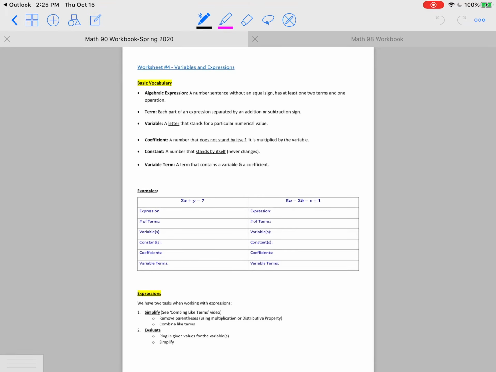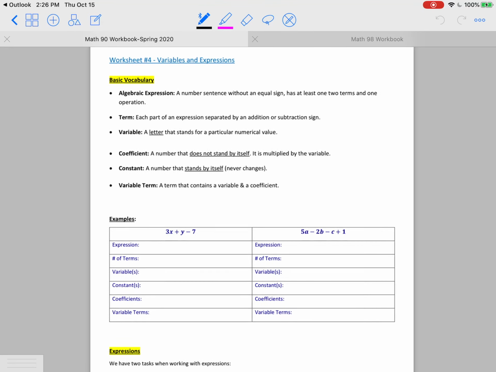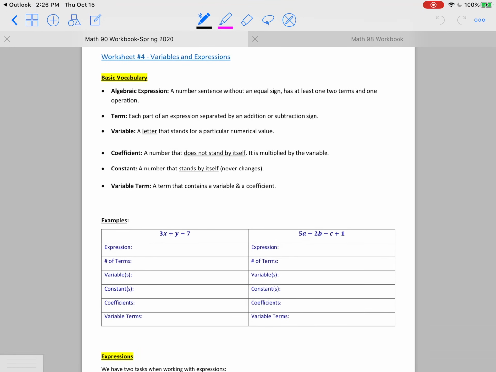Hi everyone. So in this video we're going to be talking about variables and expressions, and we're going to start out with some basic vocabulary. This is where we begin to build the foundations of algebra. So we start covering some vocabulary that you're going to be using from here on out in this class and actually in your future algebra classes. All right, so let's take a look at some of these.